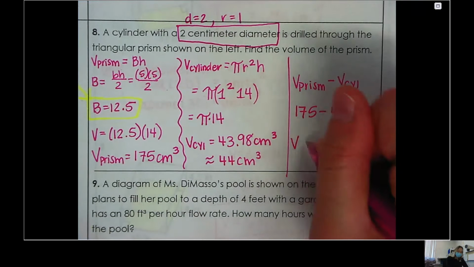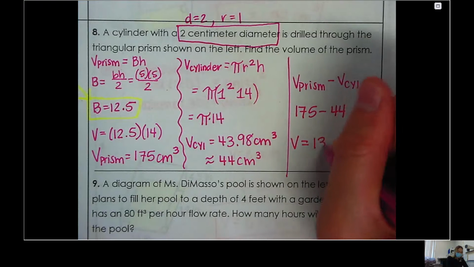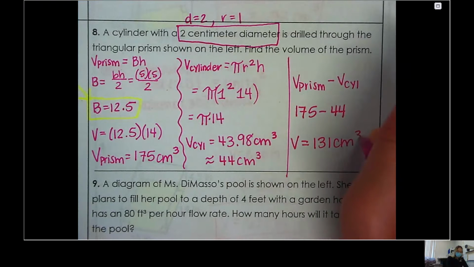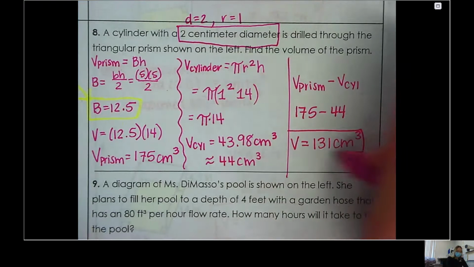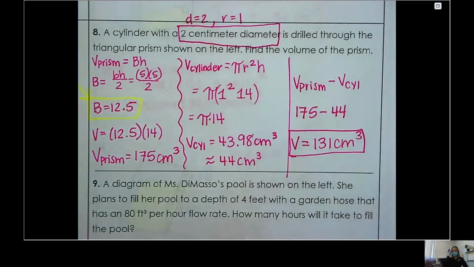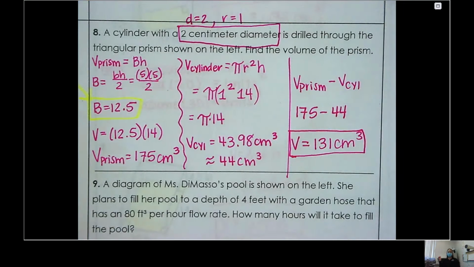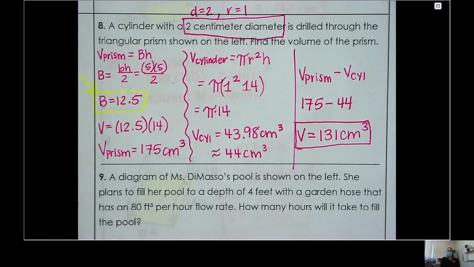You get 131 centimeters cubed. With the master bracket or that one? Yeah. Okay, 131 centimeters cubed.